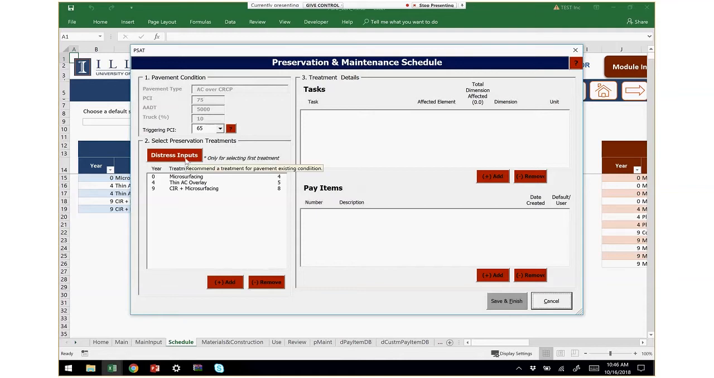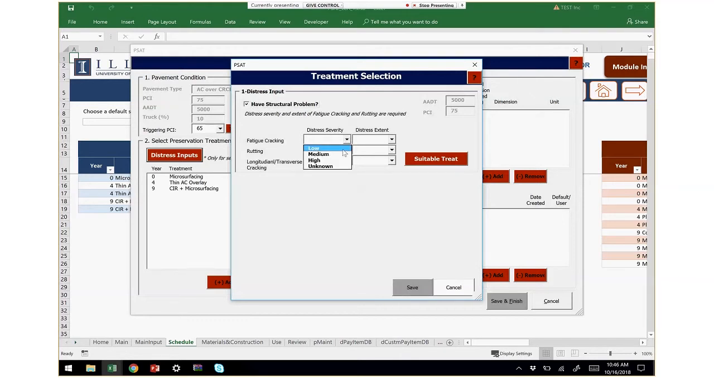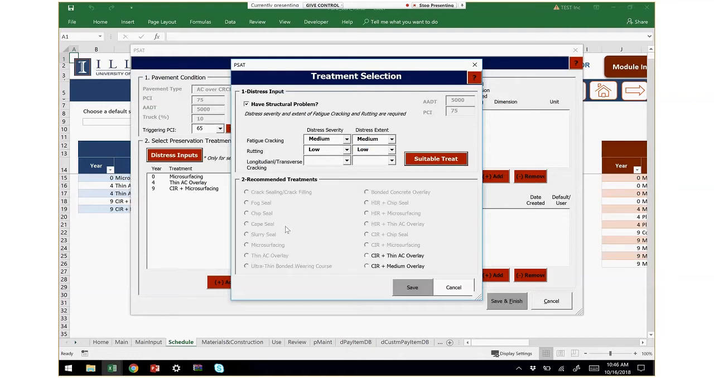In order to be able to make the selection, what we have is this distress inputs, and in the distress inputs we ask some questions to the user, such as, for example, do you have some structural problems in this section? If there are structural problems, we ask the distress severity of fatigue cracking and extent and rutting as well. Let's say in this particular case we have medium fatigue and low rutting.